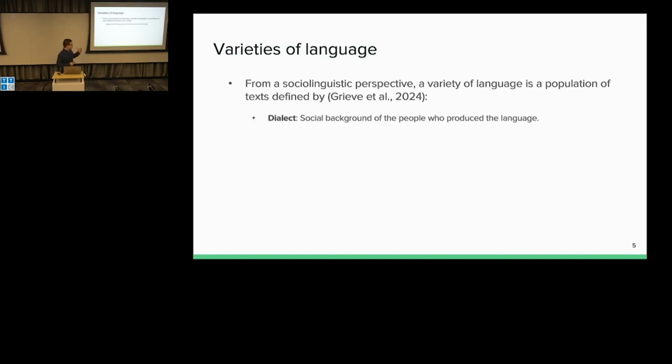One of the first varieties of language is dialectal variation, where people from different social backgrounds produce different language that corresponds to their social identities. We also have different so-called registers of language, which says that the context in which the language is produced really defines the kinds of language that we use.